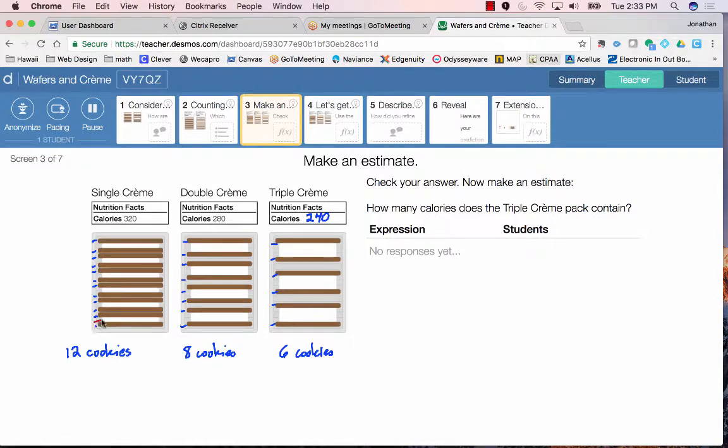Well, in the first one we have 1, 2, 3, 4, 5, 6 stuffings, right? But here we have 1, 2, 3, 4 stuffings, but they are double stuffings. So in some way we could say 4 times 2, because there's twice as much stuffing in that one. And here we could say 1, 2, 3 stuffings, but they're triple stuffings. So there's sort of, in a way, 9 stuffings.